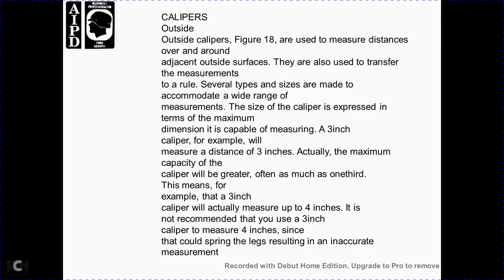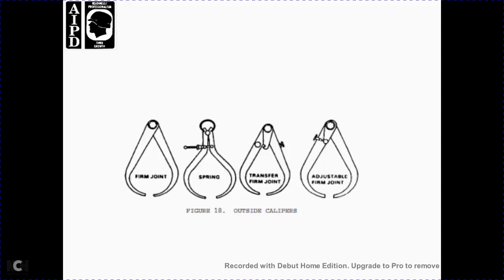For example, a 3-inch caliper will actually measure 4 inches, but it is not recommended to use a 3-inch caliper to measure 4 inches, since it could spring the legs, resulting in inaccurate measurement. Figure 18 shows the outside calipers: firm joint, spring transfer, firm joint, and adjusting firm joint.